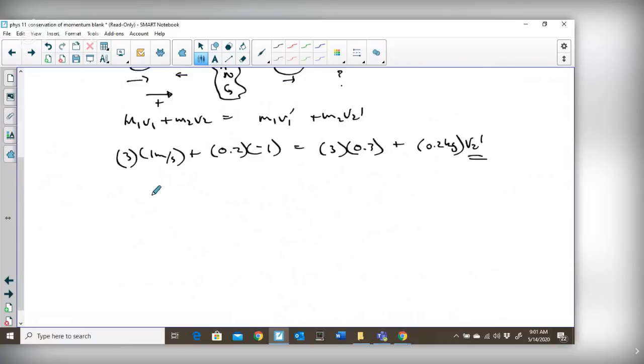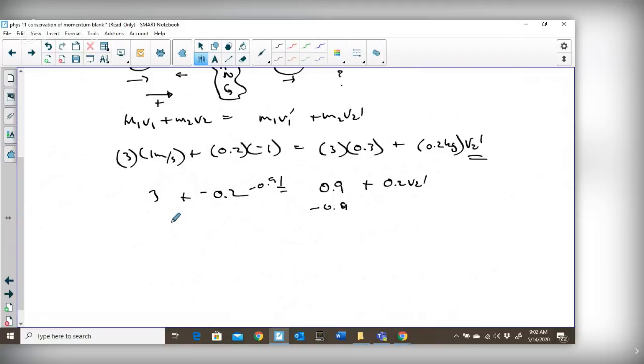All right, so 3 times 1 is equal to 3. 0.2 times -1 is -0.2. That's equal to 3 times 0.3, so that'd be 0.9, plus 0.2 V2 prime. Right, so we're going to move this over to the other side. It's connected by addition here, so we're going to use subtraction. So minus 0.9 on this side. All right, so we have 3.